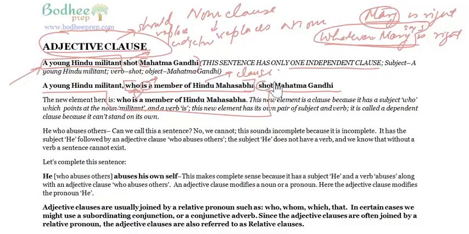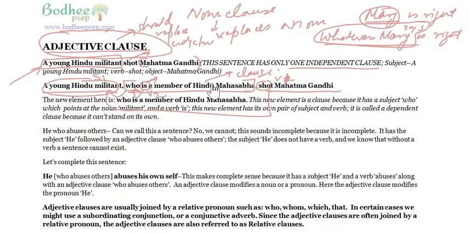This verb shot belongs to the young Hindu militant. We have seen the example, right? A young Hindu militant shot Mahatma Gandhi. So this verb V1, right, belongs to the subject. So I can say this is the subject S1 and this is the verb V1. Then this verb V2 belongs to who? And who refers to a Hindu militant.